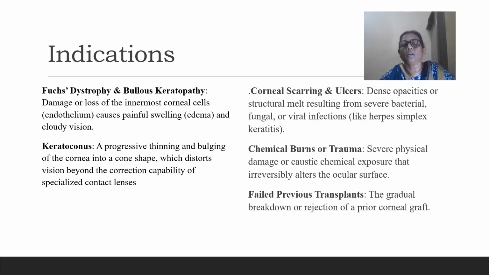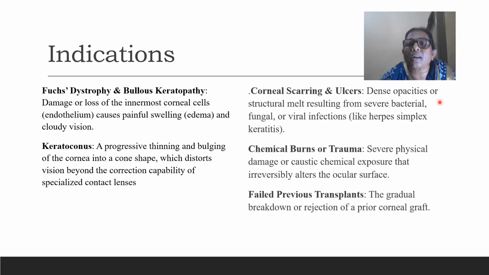Indications of corneal transplantation or keratoplasty: Fuchs dystrophy and bullous keratopathy, in which damage or loss of the innermost corneal cells, the endothelium, causes painful swelling, edema and cloudy vision. In keratoconus, there is progressive thinning and bulging of the cornea into a cone shape, which distorts vision beyond the correction capability of specialized contact lenses.